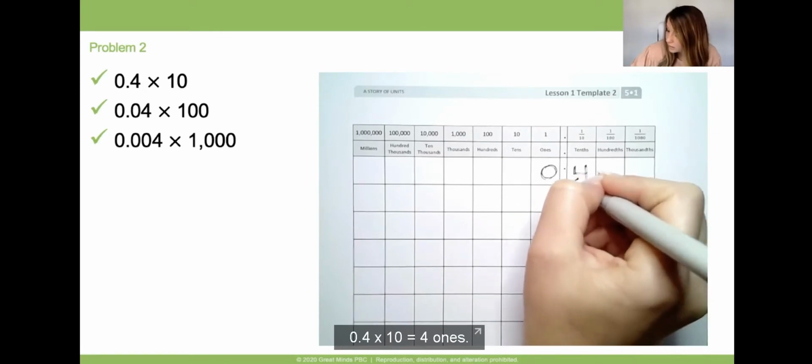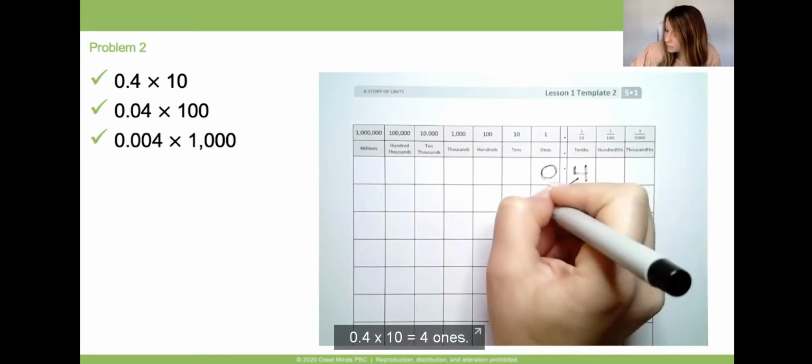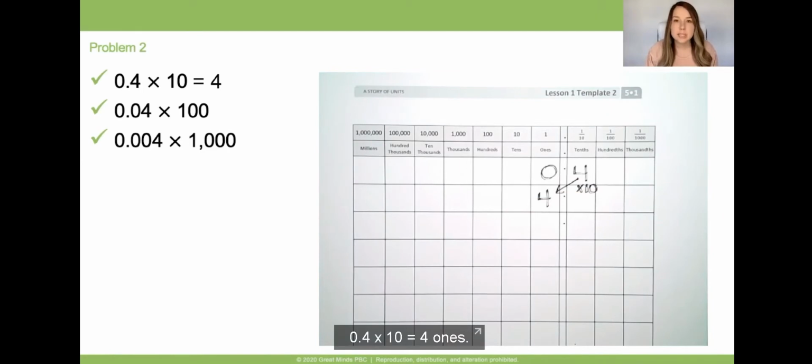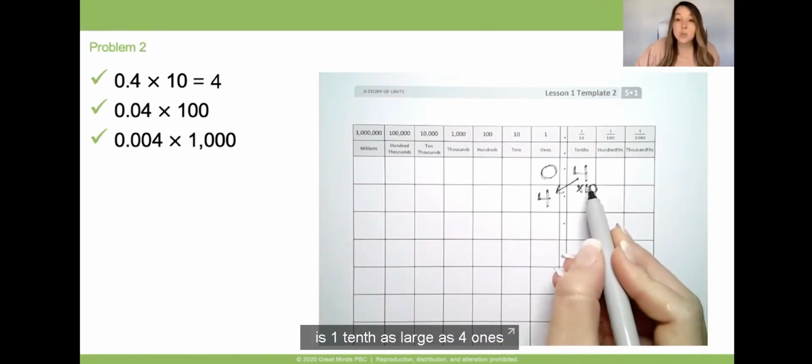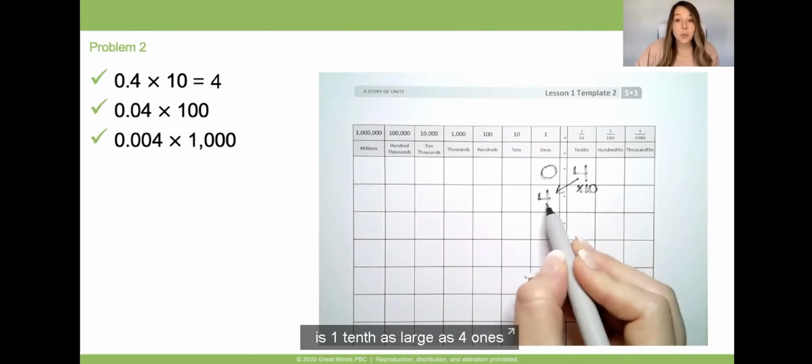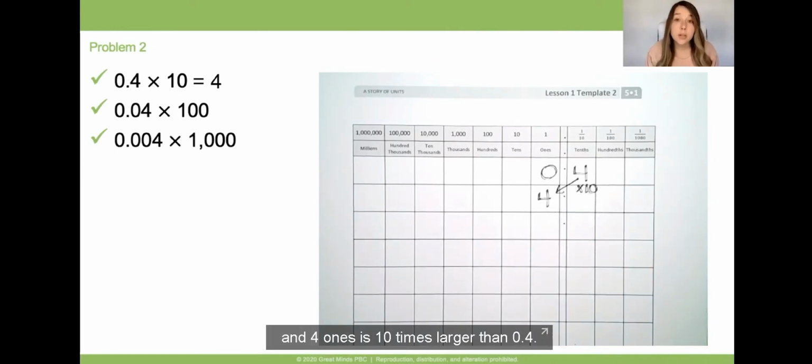4/10 times 10 equals 4 ones. We can see that 4/10 is 1/10 as large as 4 ones. And 4 ones is 10 times larger than 4/10. Let's read that next expression.